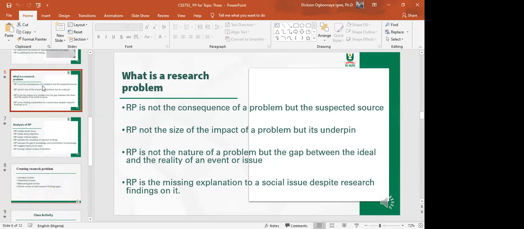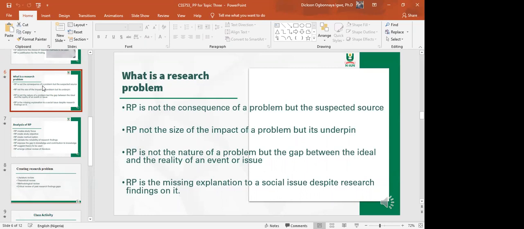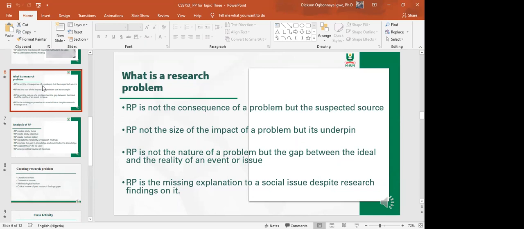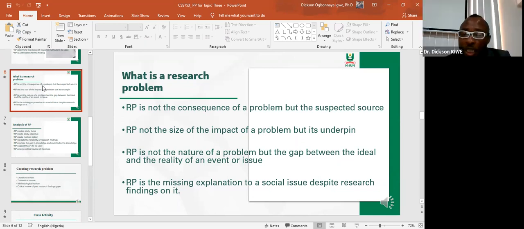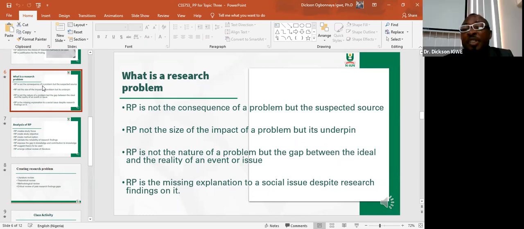I want you to explain more. Now, for instance, in Nigeria, you know, almost every day Boko Haram kill people. Is that not so? Almost every day, people are killed by bandits or kidnappers. Now, the research problem here is not the people killed. It's also not the people kidnapped.